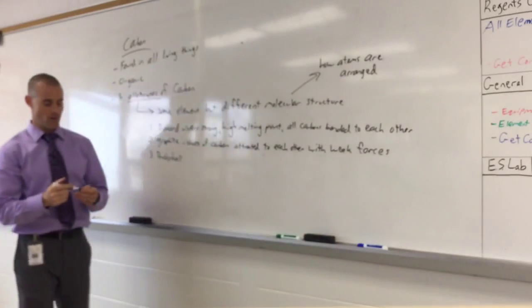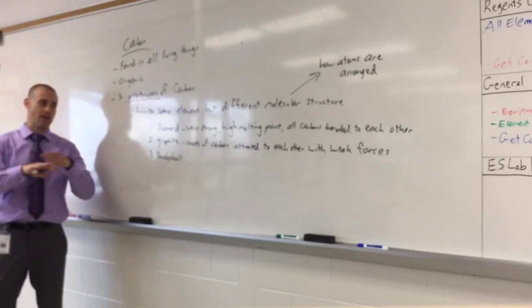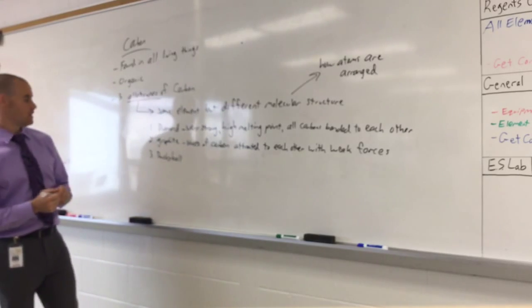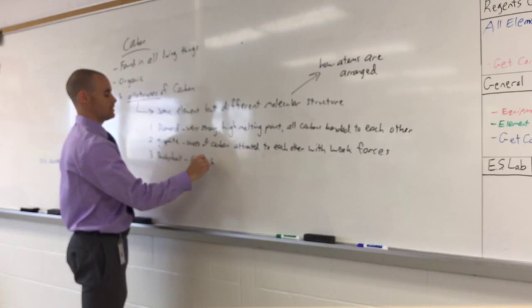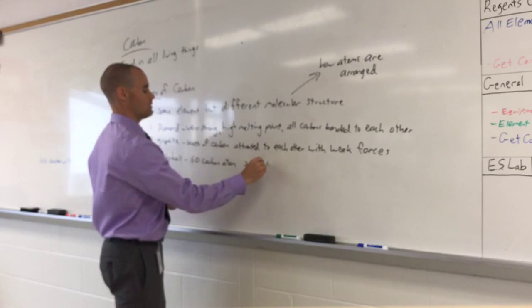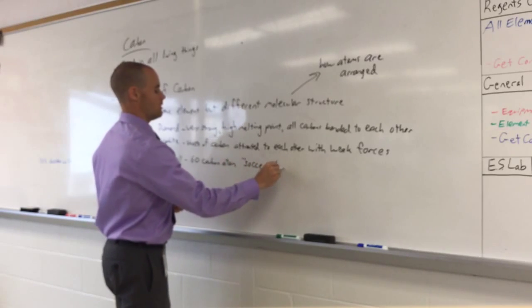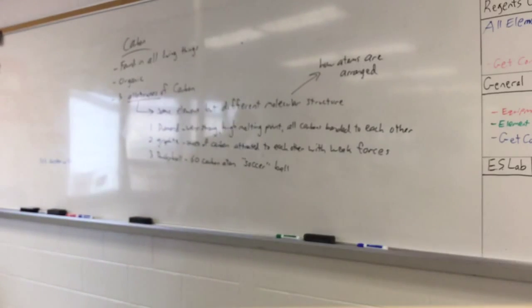So again, diamond's more like a 3-dimensional shape, whereas graphite is just the sheets layered on top of each other. And then buckyball, 60 carbon atoms, we'll say soccer ball, in quotes, because it's not literally a soccer ball, but it looks like it.